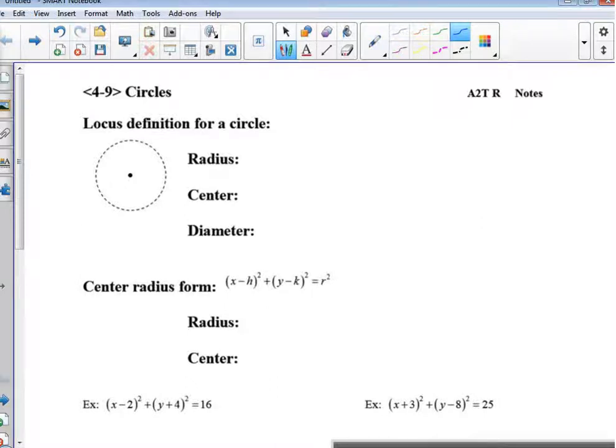Okay, all right, today we're talking about circles. Let's start with a basic definition for a circle. The locus definition is all points equidistant from a point. So here's our point, and every single point is equidistant to that.